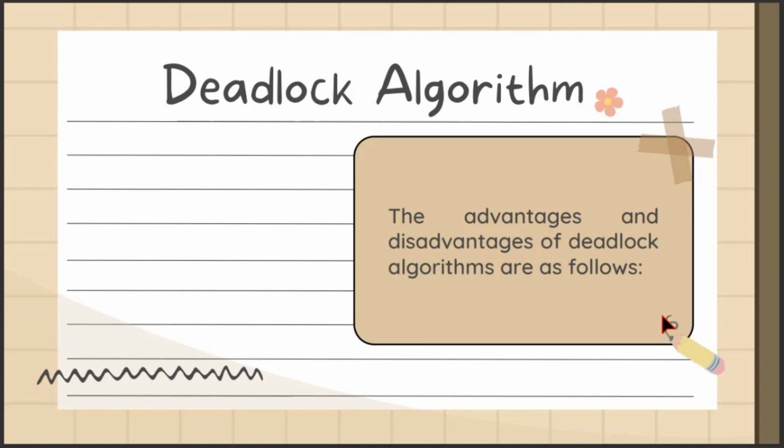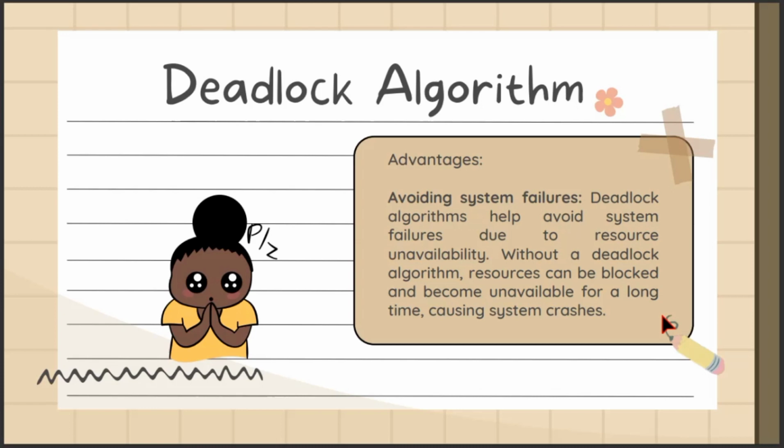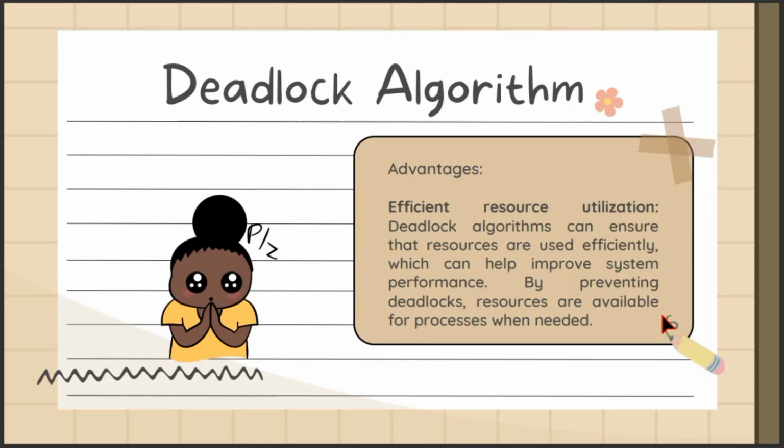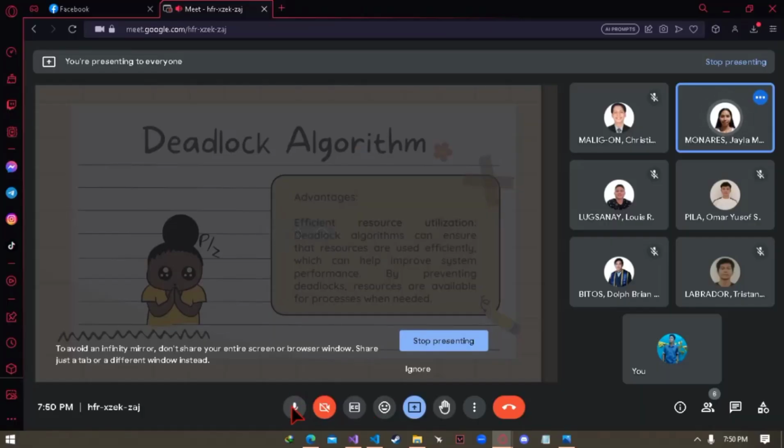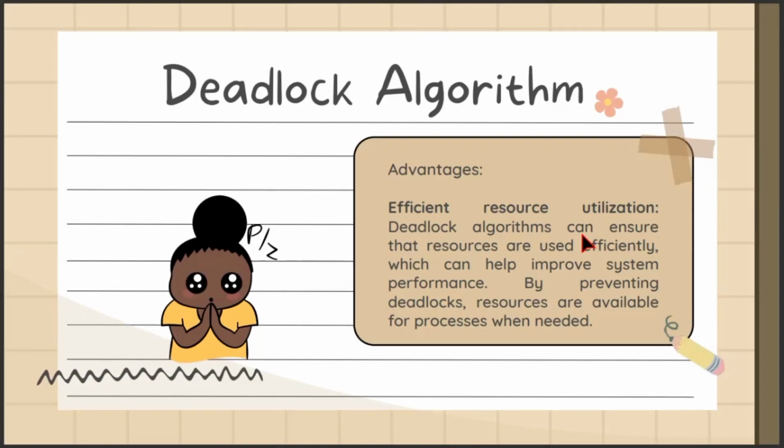Good day, everyone. These are the advantages and disadvantages of deadlock algorithms. First, avoiding system failures. Deadlock algorithms help avoid system failures due to resource unavailability. Without a deadlock algorithm, resources can be blocked and become unavailable for a long time, causing system crashes. The second one is efficient resource utilization. Deadlock algorithms can ensure that resources are used efficiently, which can help improve system performance. By preventing deadlocks, resources are available for processes when needed.